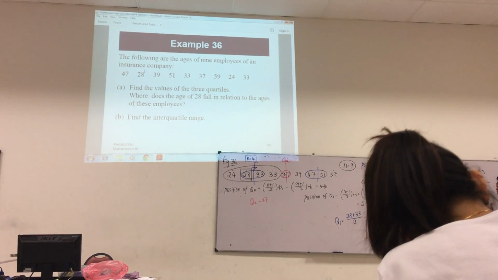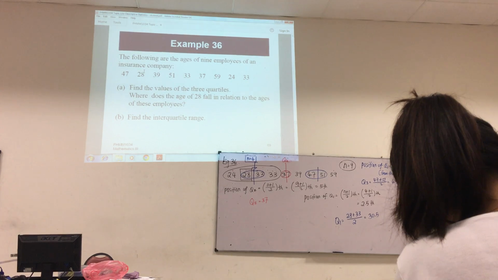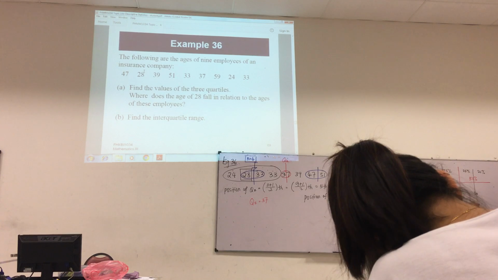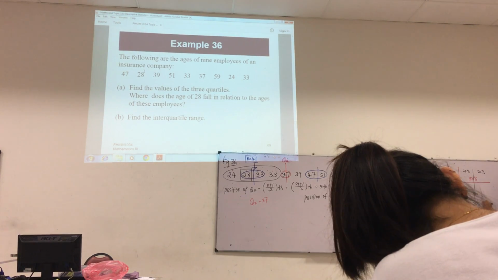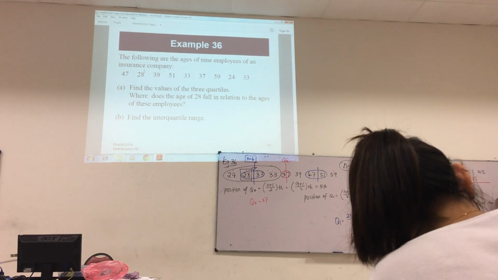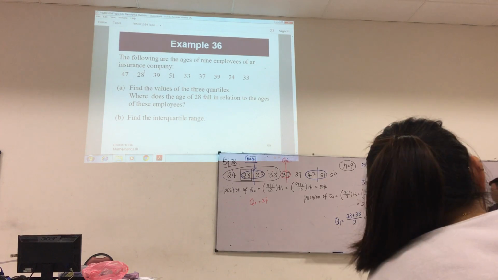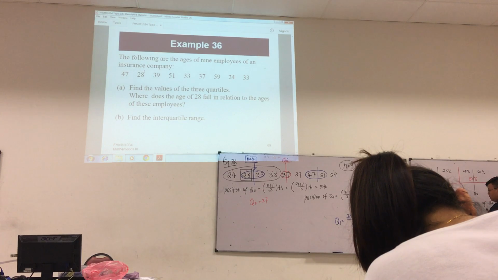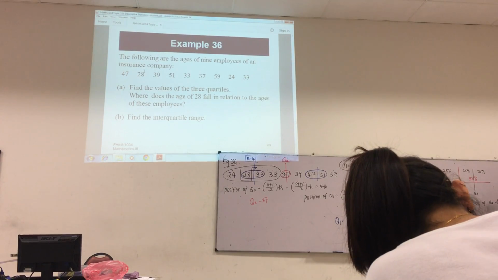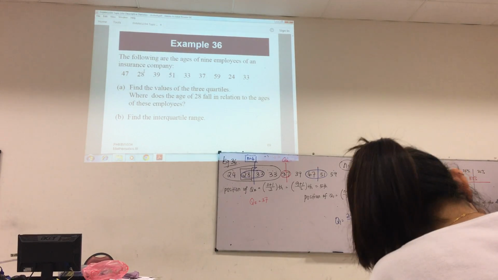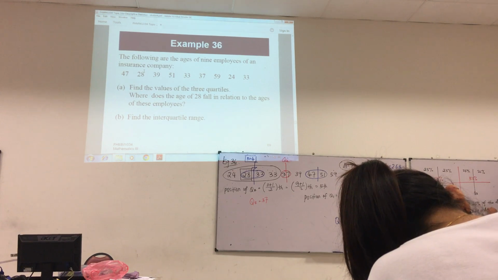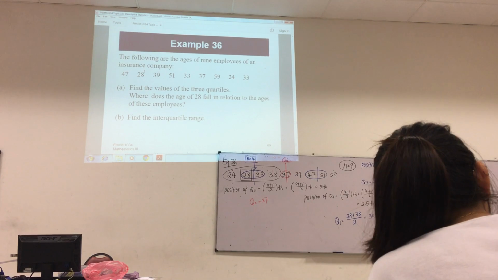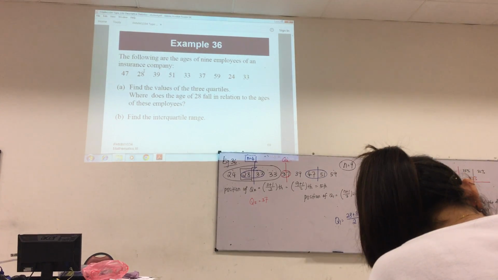28 lies in the first 25% of the data which is arranged in ascending order. 28 lies in the first 25% of the data which is arranged in ascending order.